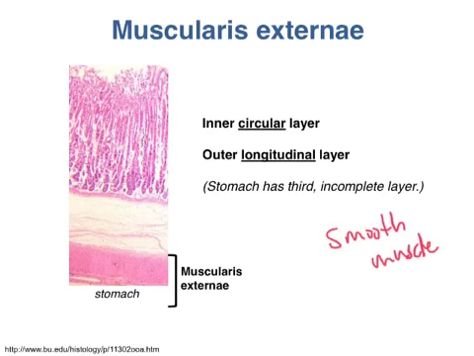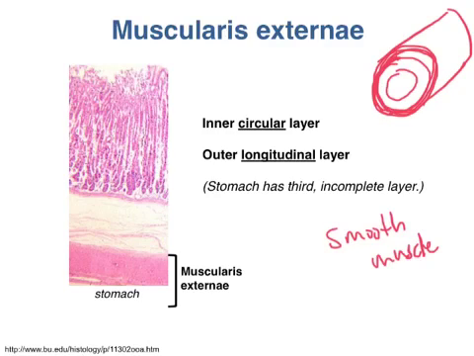You have the two layers, they run opposite each other, so if you're looking at a cross-section of the intestinal wall, you have an inner circular layer that runs around like that, and an outer longitudinal layer that runs perpendicular. So in the muscularis externae, you would see one layer in longitudinal section and a layer around that where the bundles of muscle fibers will be in cross-section.